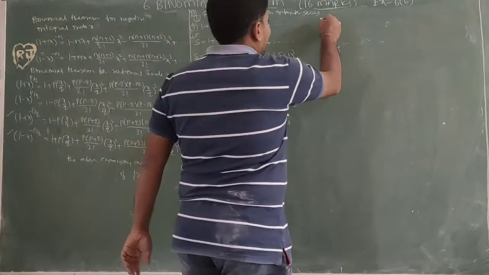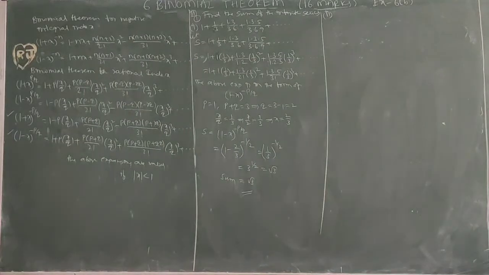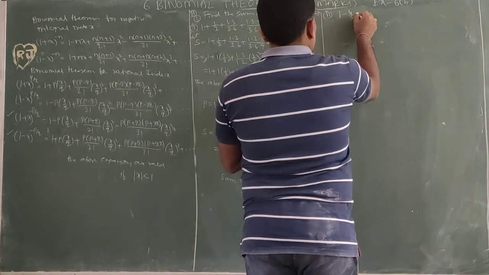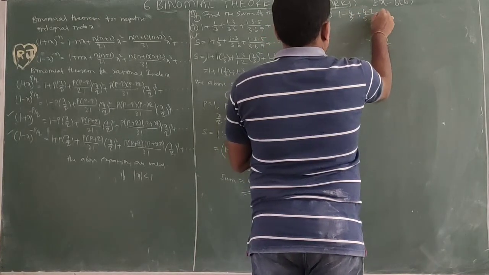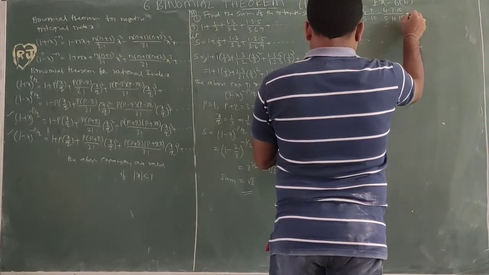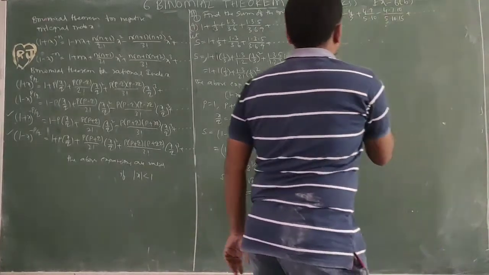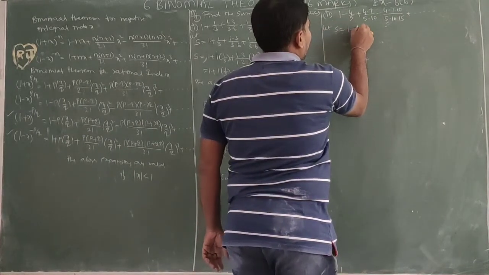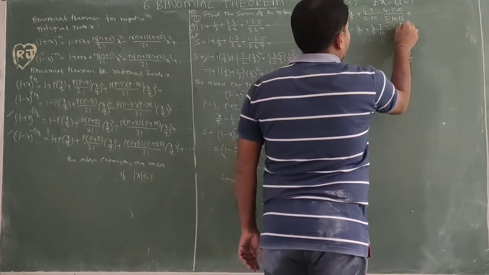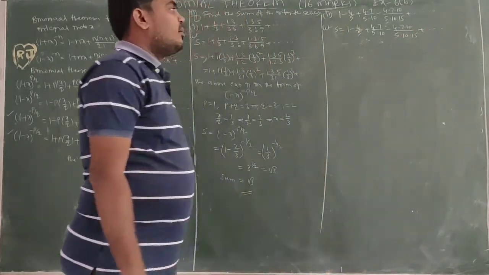Next, the second one: 1 minus 4 by 5 plus (4 into 7) by (5 into 10) minus (4, 7, 10) by (5, 10, 15) plus up to so on. Let S equal 1 minus 4 by 5 plus (4 into 7) by (5 into 10) minus (4, 7, 10) by (5, 10, 15) plus up to so on.